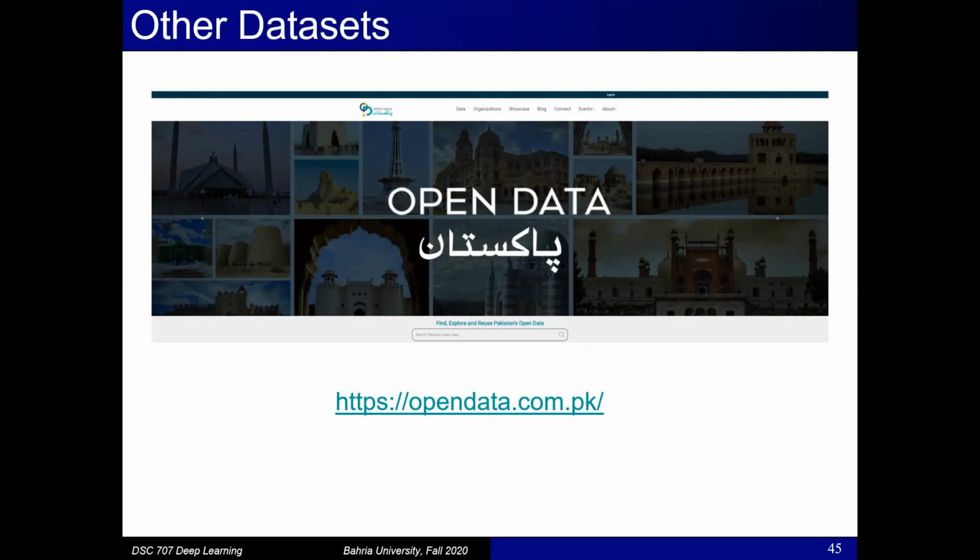You cannot generalize from data which is collected from other countries. So it's a very good resource. You can explore it, and if you are planning to do a thesis, you can find good data here and base your research on that data with the idea of solving a local problem.